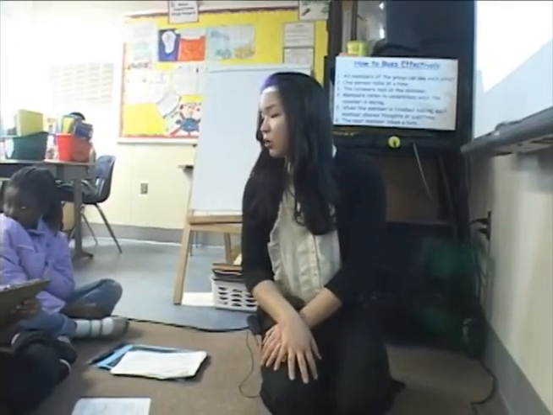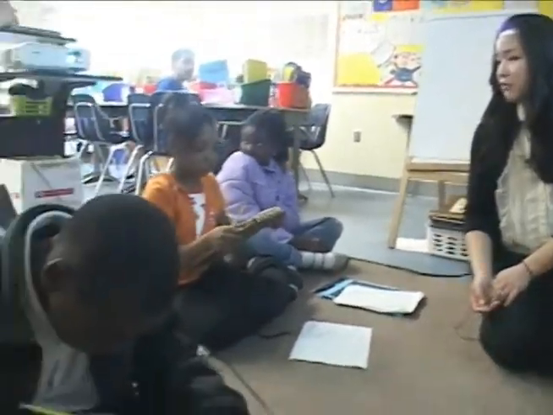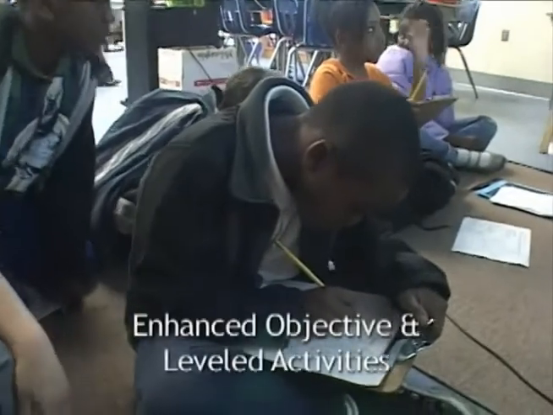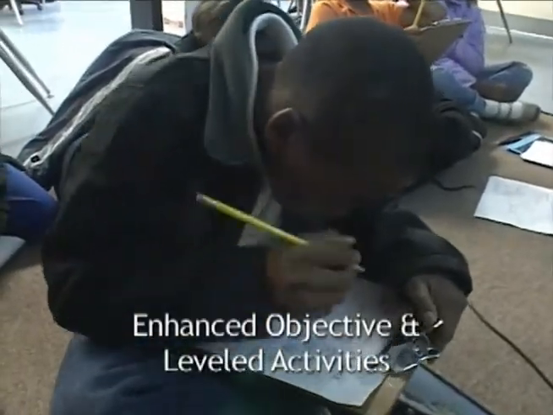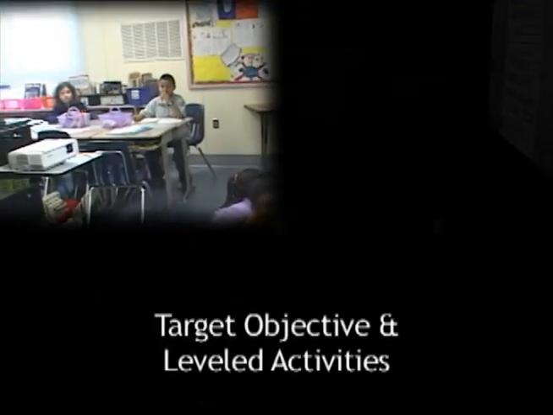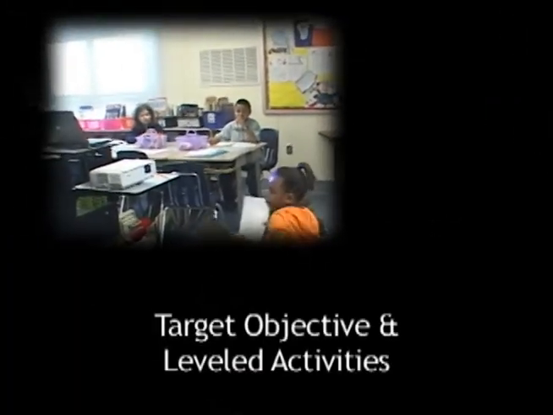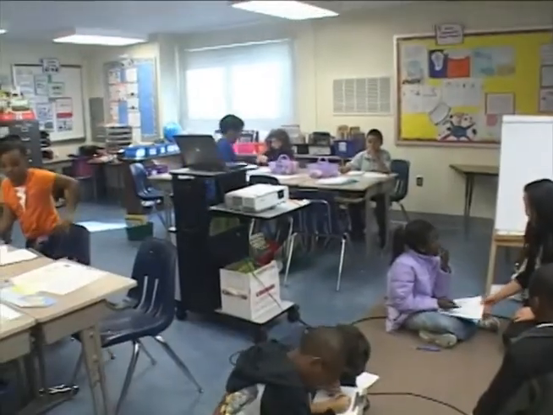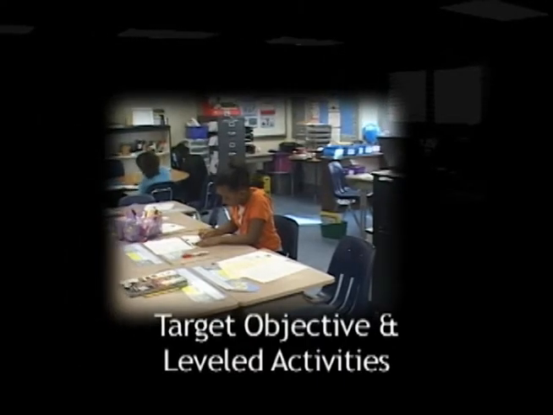Here, the teacher is working with a group of students who all demonstrated an understanding of the writing assignment. She is giving them instructions on enhanced learning activities. To the right, you will see a small group of students working independently on leveled activities to meet their needs. In the center of the classroom, you will notice a student who is working independently on a computer-based activity that is targeted specifically for her learning needs.